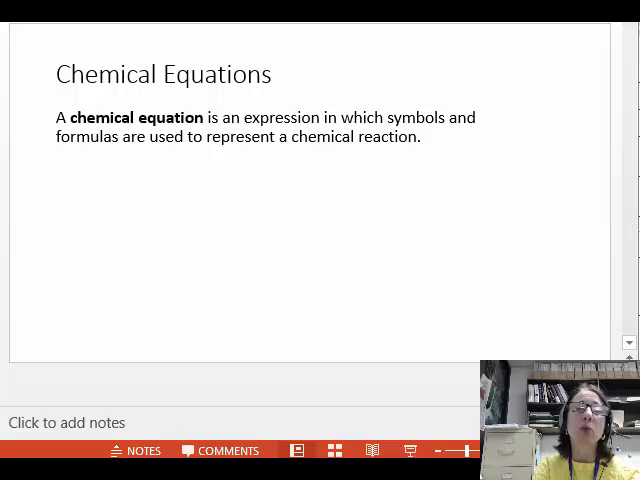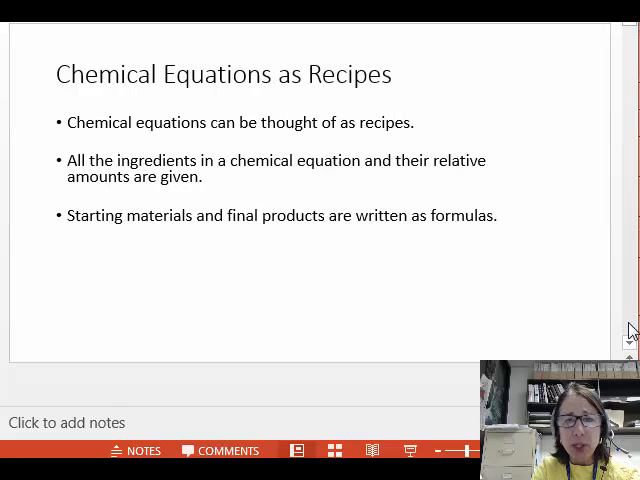A chemical equation is an expression in which symbols and formulas are used to represent a chemical reaction. Since chemical reactions are an important part of chemistry, it is useful to have a simple way to express chemical reactions. It may be useful to contextualize chemical equations as recipes. Recipes include the starting material or ingredients and their amounts, with a certain finished or final product and its amount.